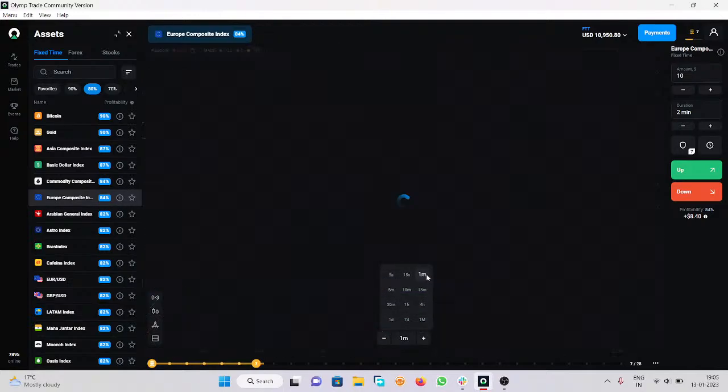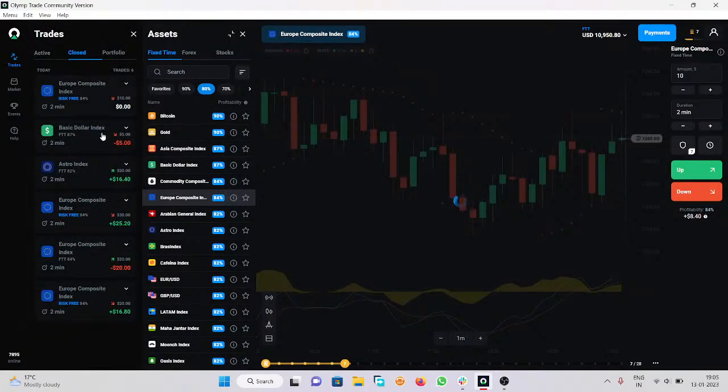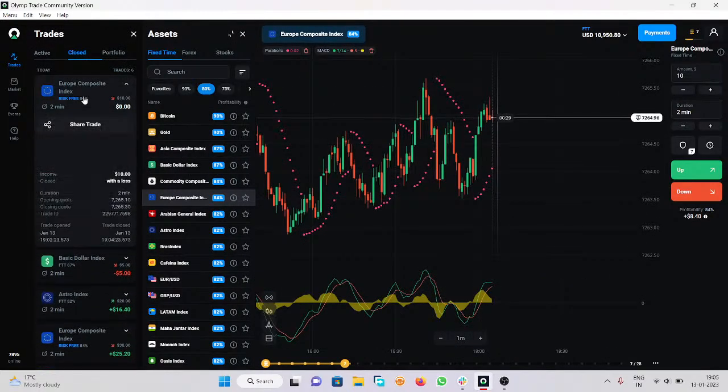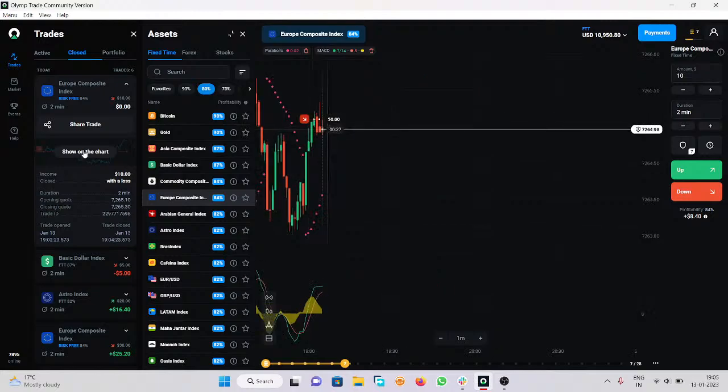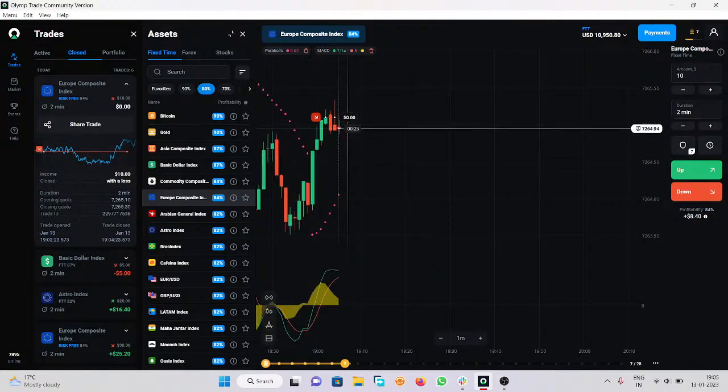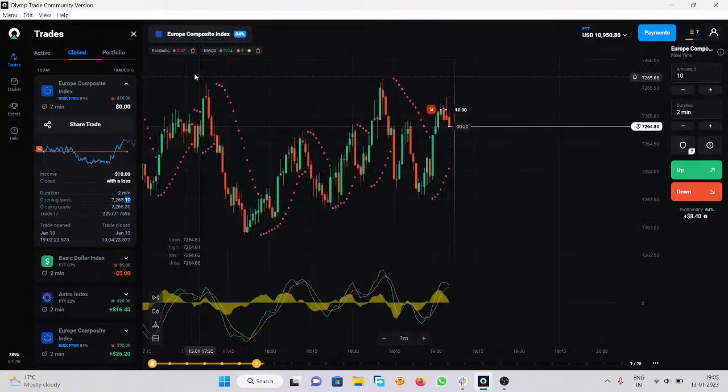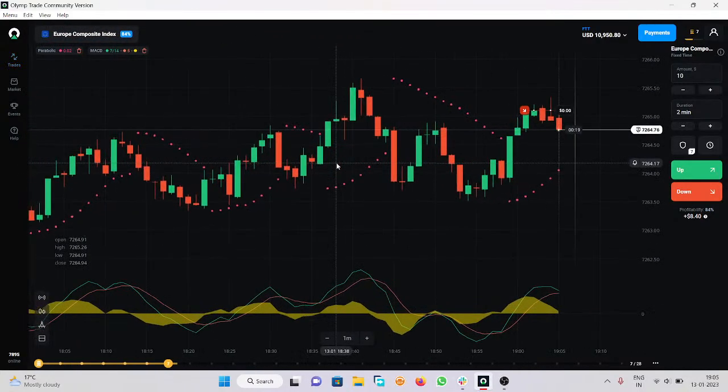So one trade I opened, that is a loss. One trade I open again, that is okay. So we got a trade loss in a minor way. All right, no worries, we'll go for the next.